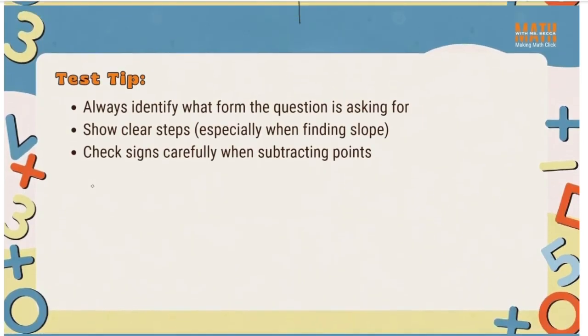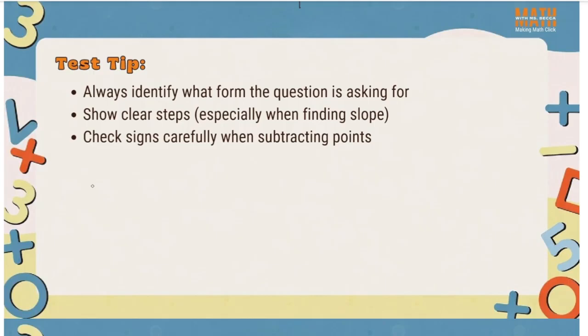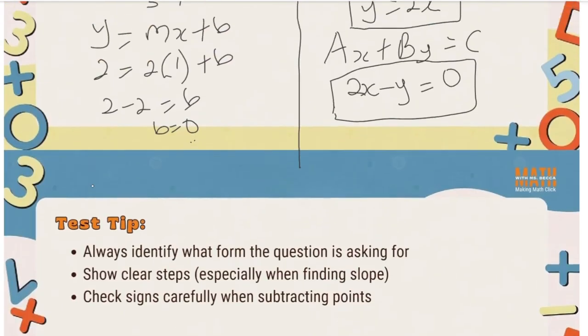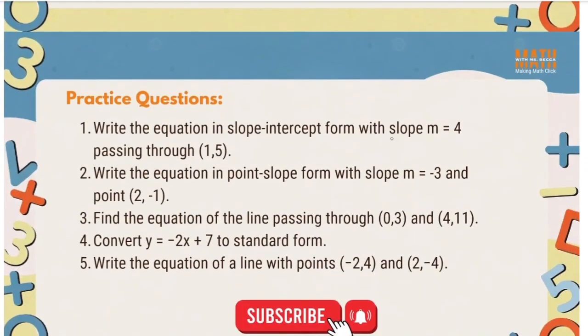Now, let's look at these test tips. 1, always identify what form the question is asking for. If the question asks for slope-intercept form, don't go and put it in point-slope form. If the question asks for point-slope form, don't go and put it in standard form. Identify the form and follow through. Second one, show clear steps, especially when finding slope. If you are doing an objective question, then you don't need to show the steps, but make sure you follow the steps. And 3, check signs carefully when subtracting points. For example, when you are subtracting, don't overlook the negative signs.